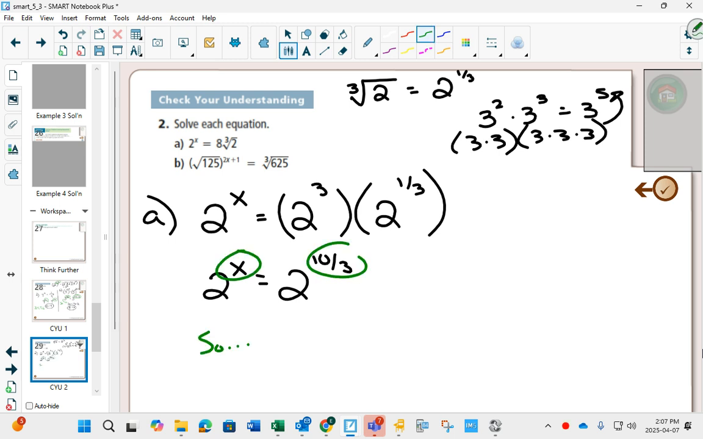So, what could x possibly be? 10/3. Really easy and really straightforward. But we have to know our exponent laws to get there.